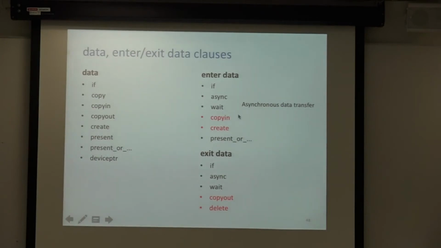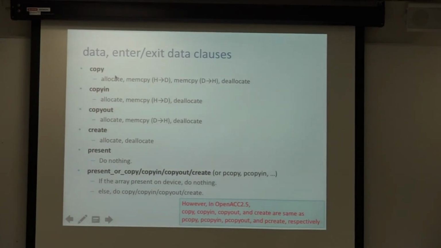So async and wait is asynchronous data transfer, and the main clauses are copy, copyin, copyout, create, and present. So copy is a combination of allocate, host to device memory copy, device to host memory copy, and deallocate. Copyin is allocate, host to device, and deallocate. Copyout is allocate, copy back, and deallocate. And present does nothing.